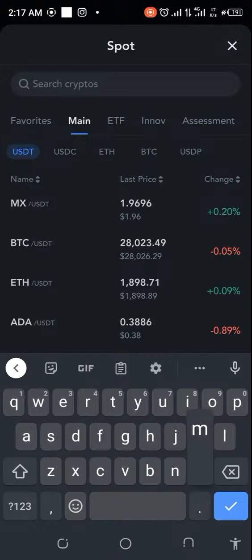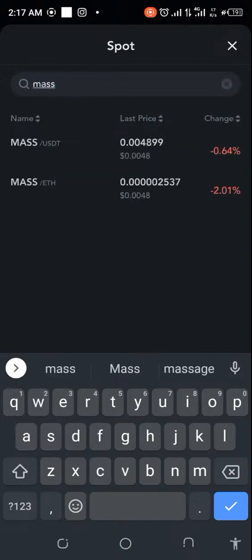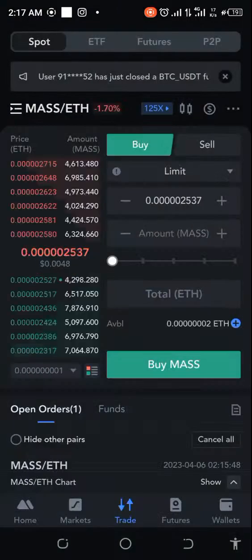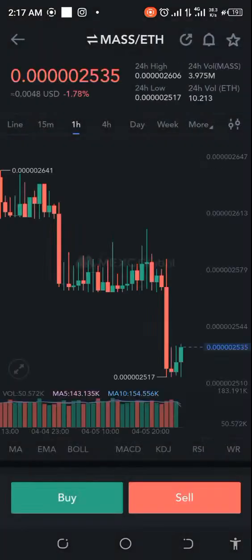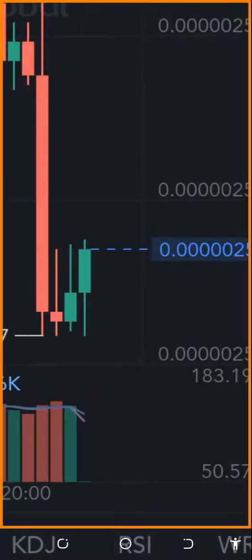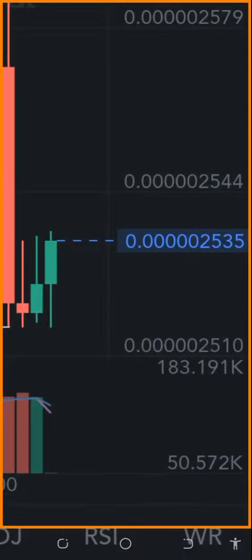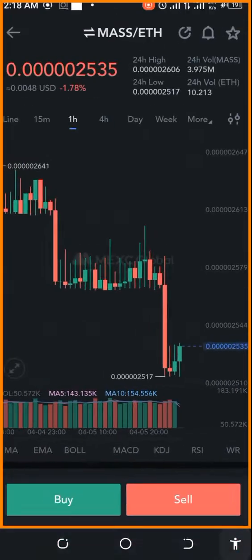Let's just check that again and then see what's happening there. So we will check the chart and see what it is looking like. It's actually pumping. That means that we really need to go back a little downwards because it's 2535 now.